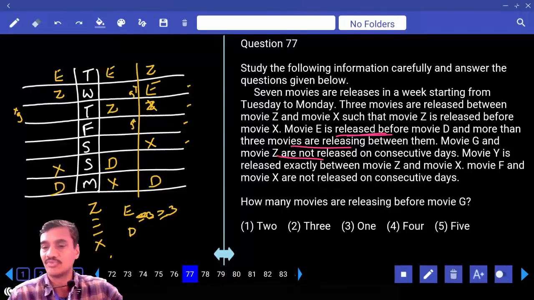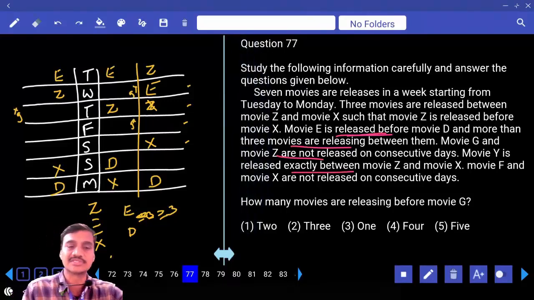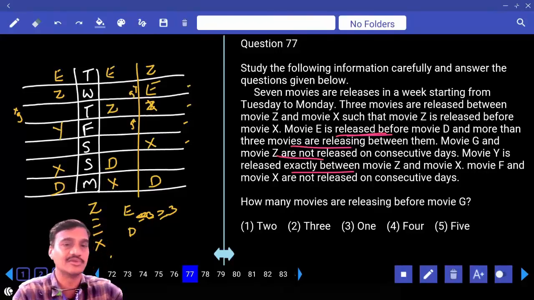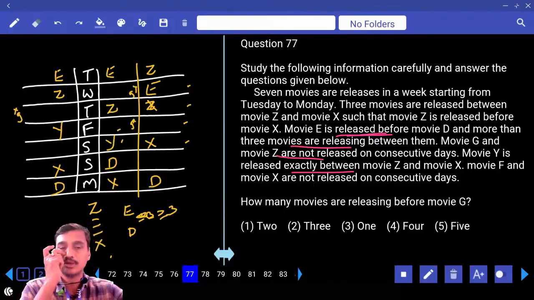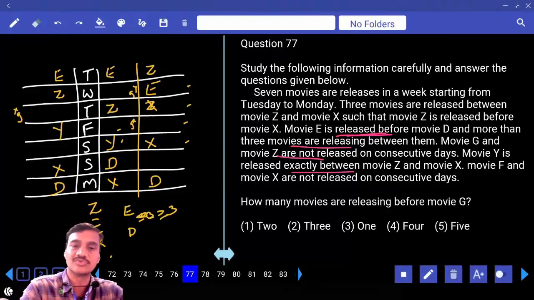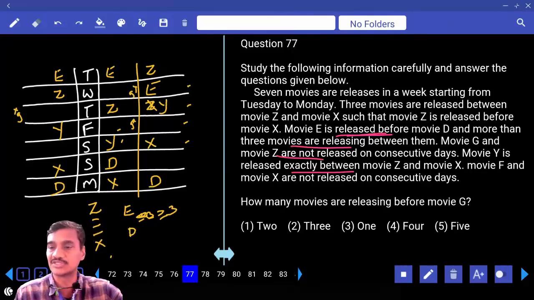And next one, Y is exactly between Z and X. Y must be at this place, exactly in between. How many are there between Z and X? 3. Hence Y is exactly between Z and X. Is it right or not? Now Y is exactly between Z and X, 1, 2, 3. Hence all the three cases are valid.